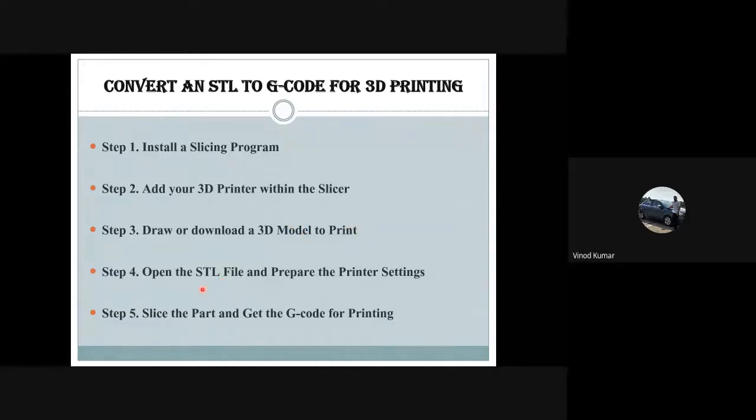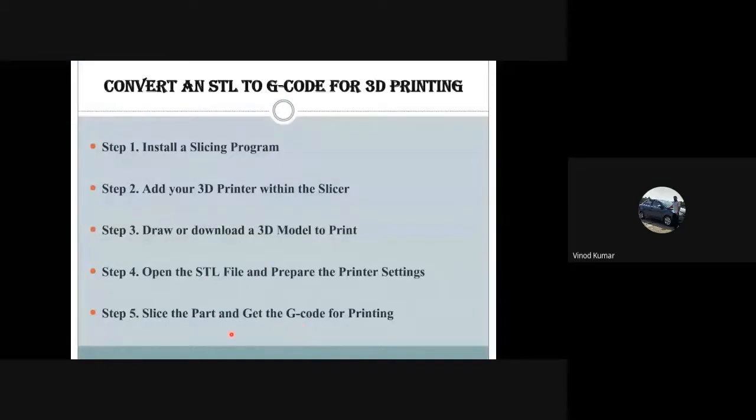Once that .stl file is created, open the STL file and prepare the printer settings. Some printer settings have to be given, like the temperature setting and filament checking, all those things. Once that is done, slice the part and get the G code. Once slicing is done, the G code will be automatically generated. We need not write the G code; it will be generated by the slicing software. So this entire process we are going to demonstrate here.